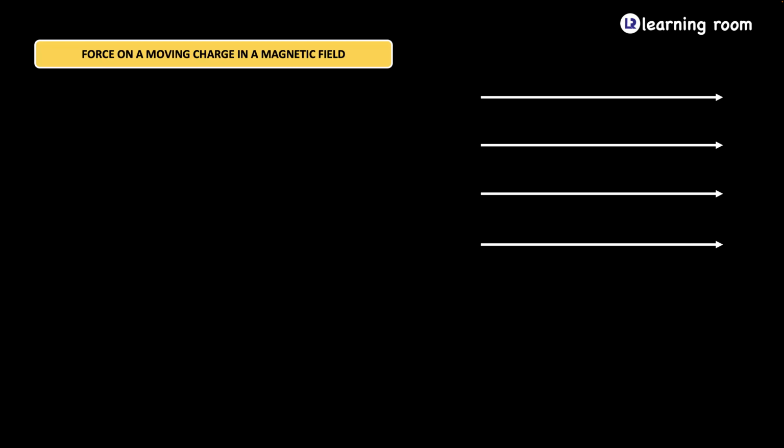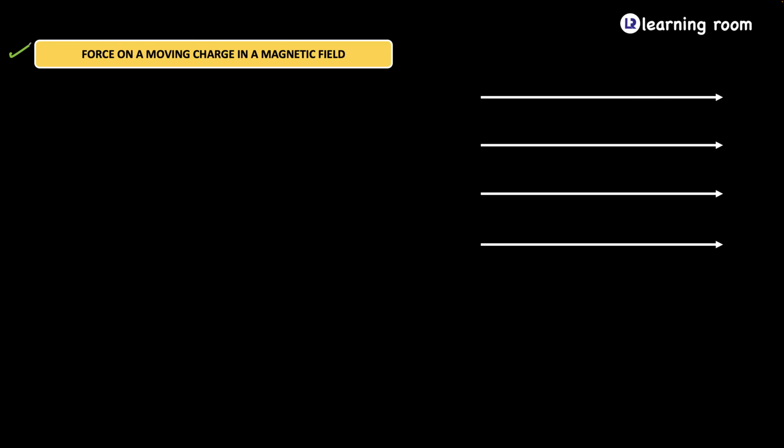So whenever you talk about a current carrying conductor, the first thing that comes to our mind is charged particles in motion, right? So even before we understand what happens to a current carrying conductor, the first point that we need to understand is what is going to happen to a charged particle, right? So that is why if you look at the topic here, it says force on a moving charge in magnetic field.